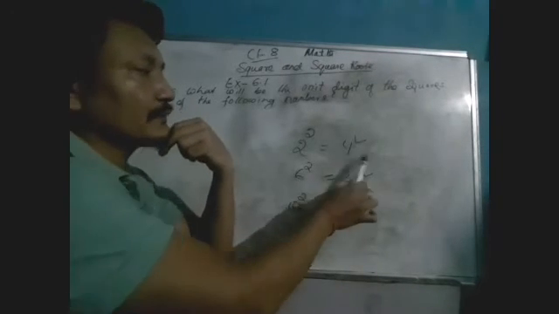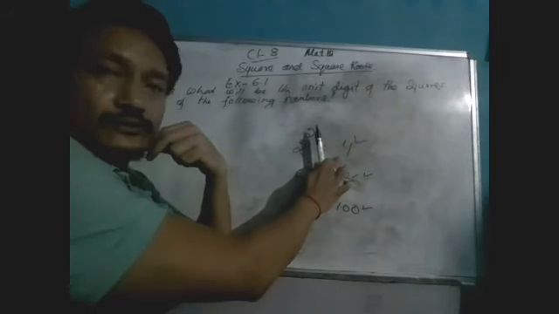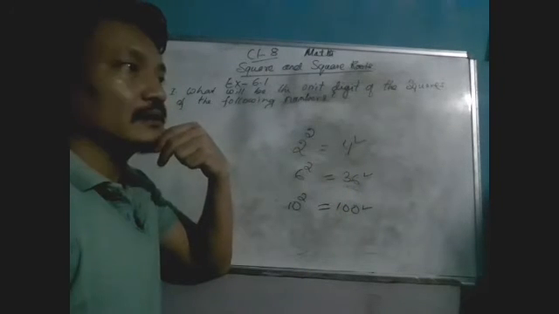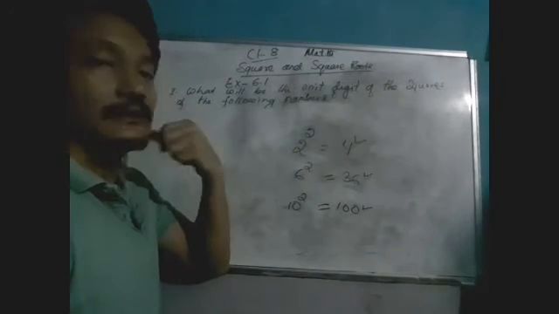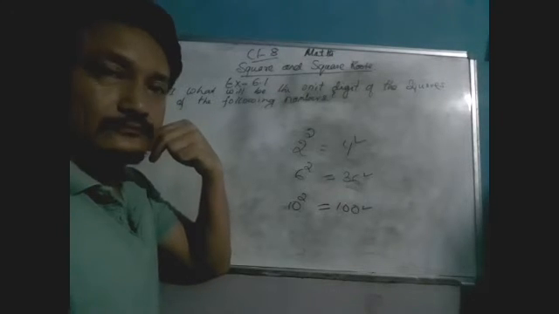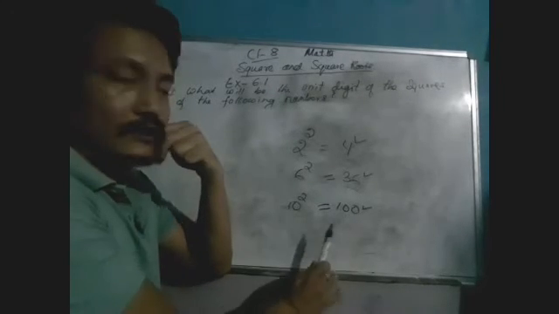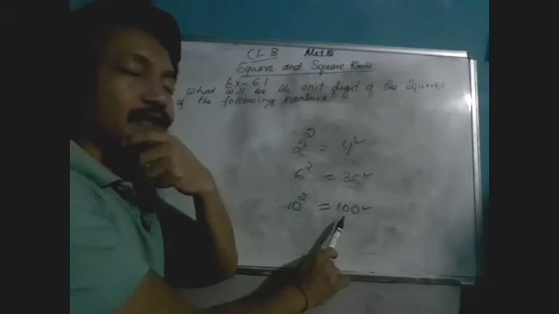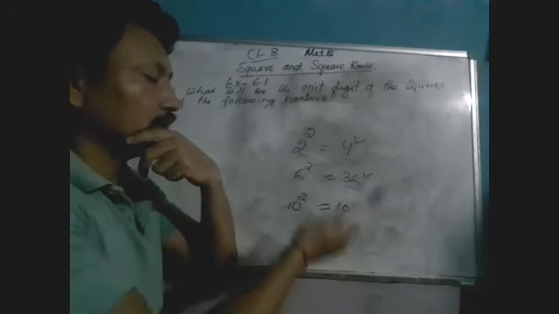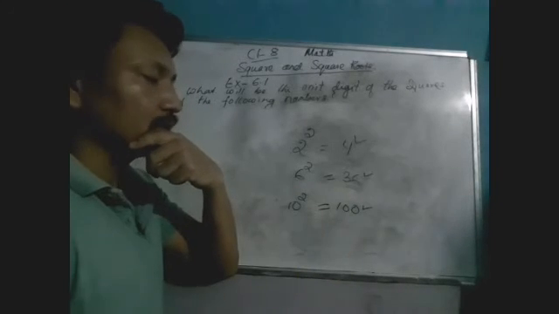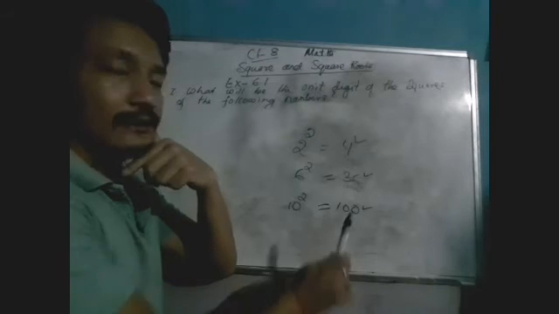So this is a single digit number, so it won't have any unit digit. This is a 2 digit number, so it will have a unit and 10, and this is a 3 digit square number. So here you have unit, 10 and 100.